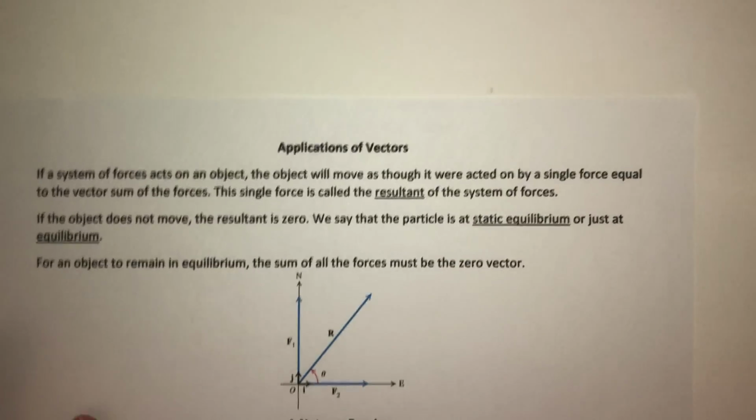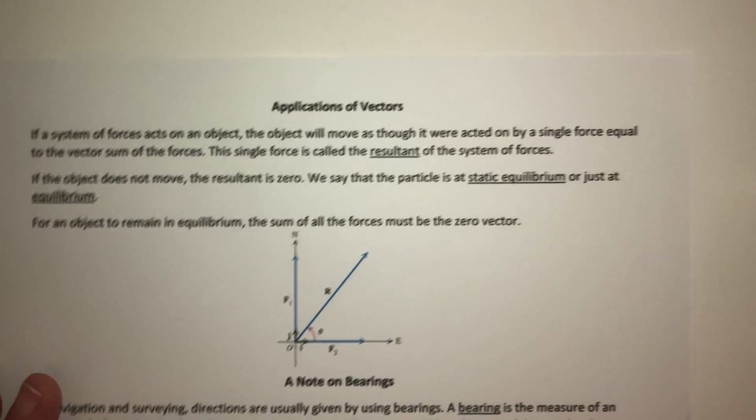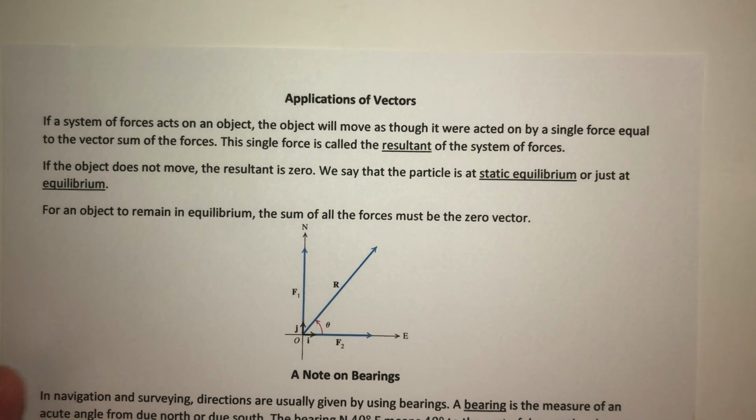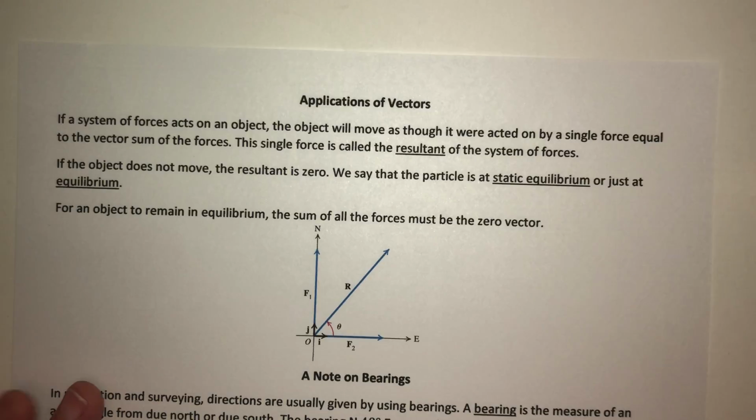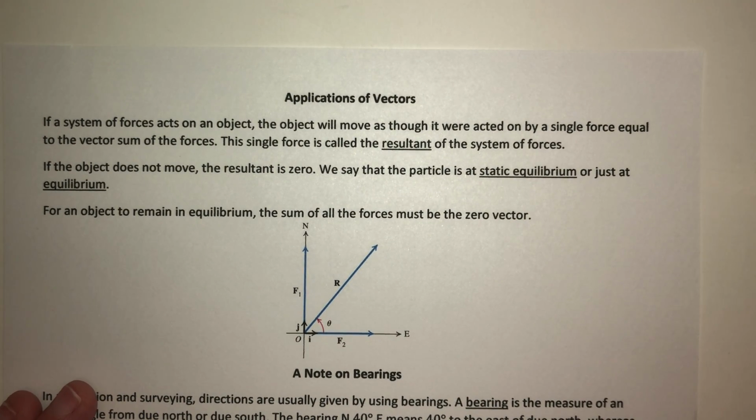Okay, so now after all of that, let's start talking about how these things can be used. We're now going to be moving into the world of physics. This is where these vectors have huge applications. If a system of forces acts on an object, the object will move as though it were being acted on by a single force, which is equal to the vector sum of the forces. This single force is called the resultant of the system of forces.